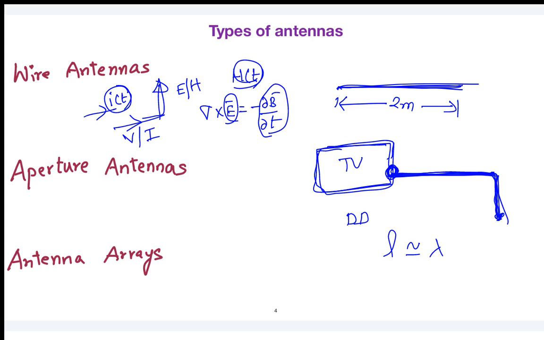Suppose you take 100 megahertz. Calculate the wavelength for 100 megahertz, propagating in free space. So calculate the wavelength and tell me.